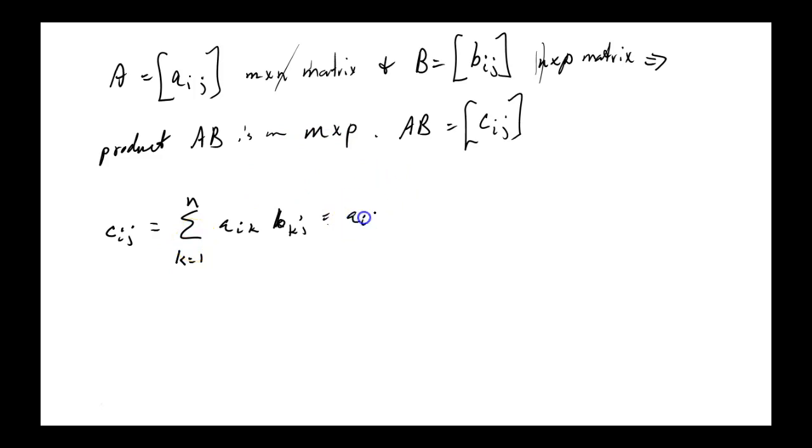So Ai1 B1j plus Ai2 B2j plus Ai3 B3j plus ... all the way up to and including Ain, the last entry, Bnj.